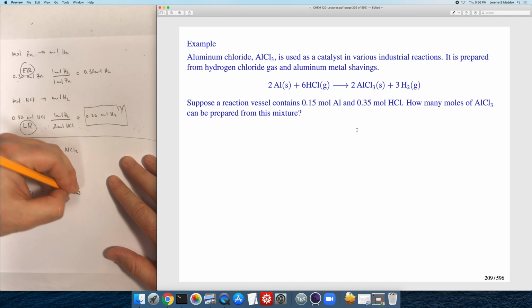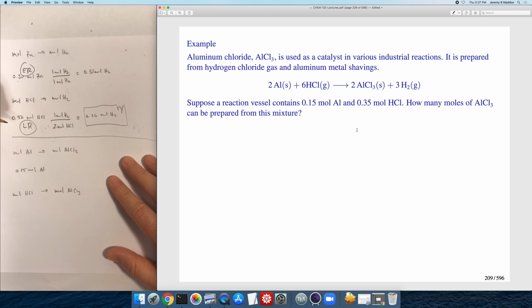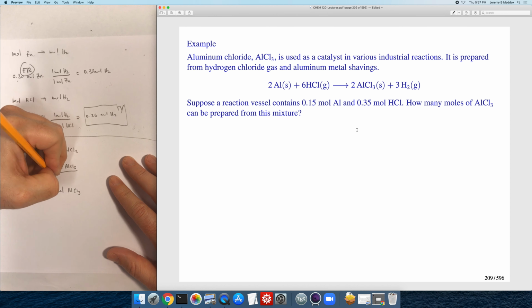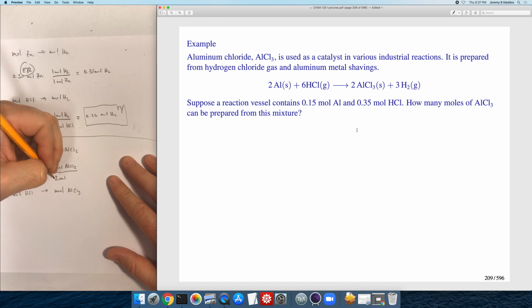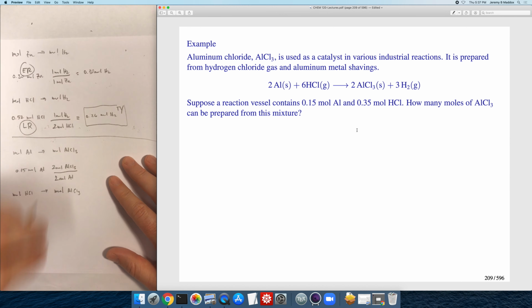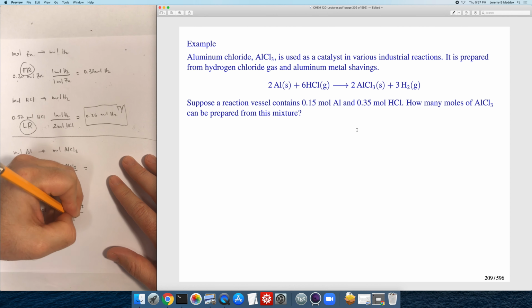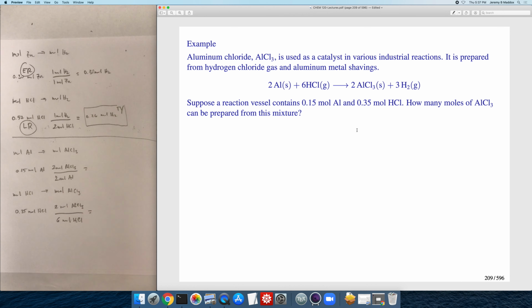0.15 moles of aluminum. Here we have a 2-to-2 ratio. So 2 moles of aluminum chloride for every 2 moles of aluminum that react. For the hydrogen chloride, we've got 0.35 moles of HCl, and then it's a 2-to-6 ratio. So we've got 6 moles of hydrogen chloride in the denominator. So we'll calculate this number.